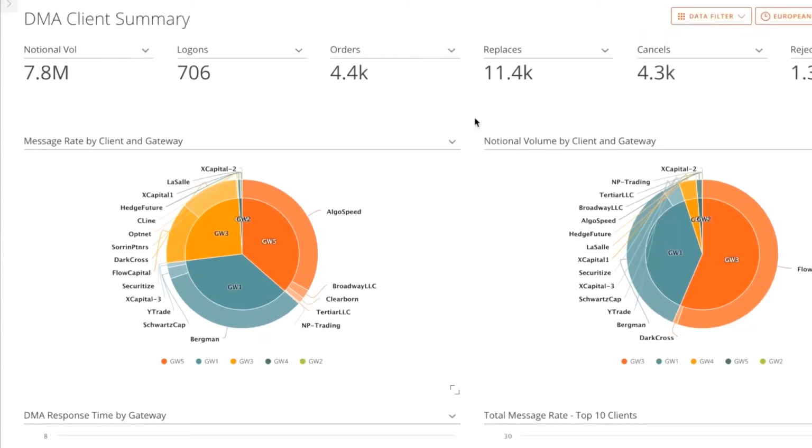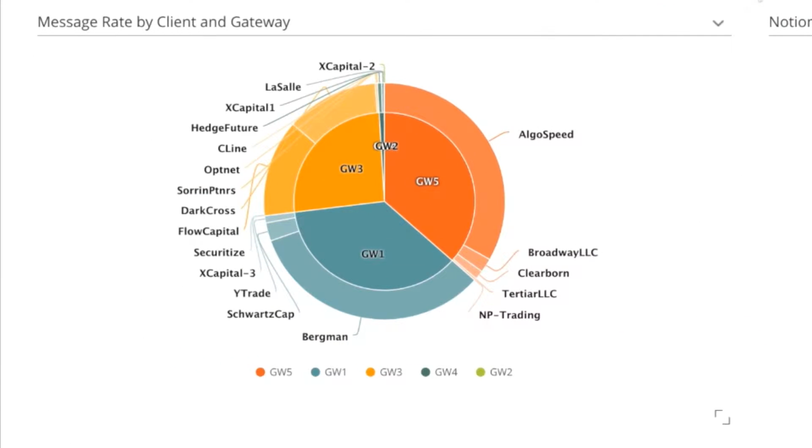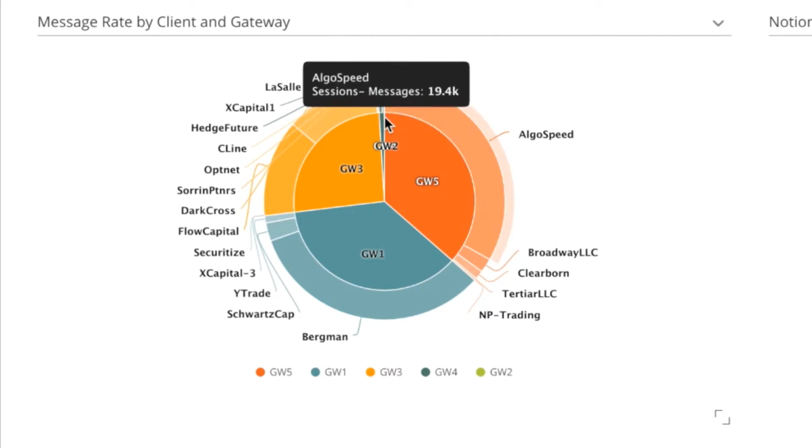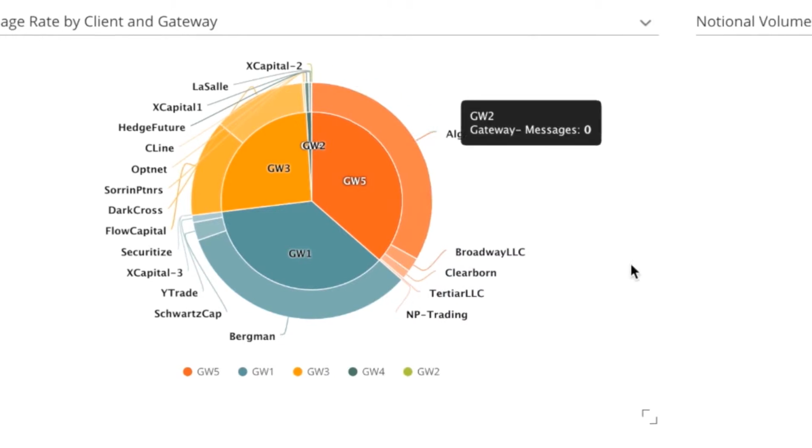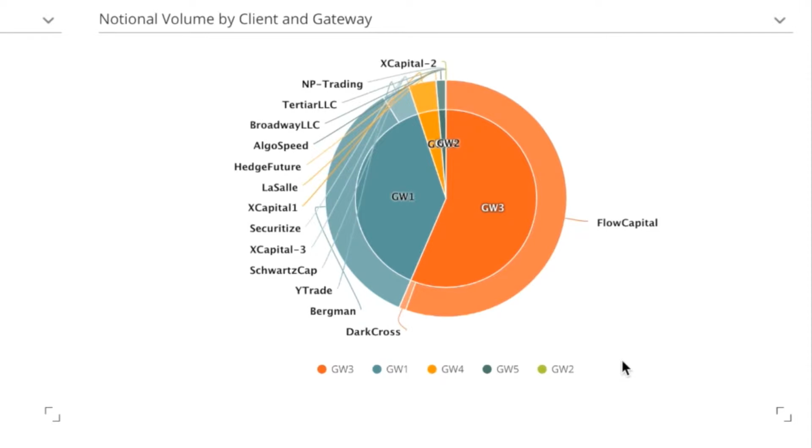Now, in the two pie charts, we're seeing a breakdown of our client flow across our 5 trading gateways. And we can see there's a balance across 3 of them, gateways 1, 3 and 5. But in actual fact, gateways 2 and 4 have very little flow on them. So that's maybe something the operations team can take a look at to get the balance a little bit more even across those gateways.